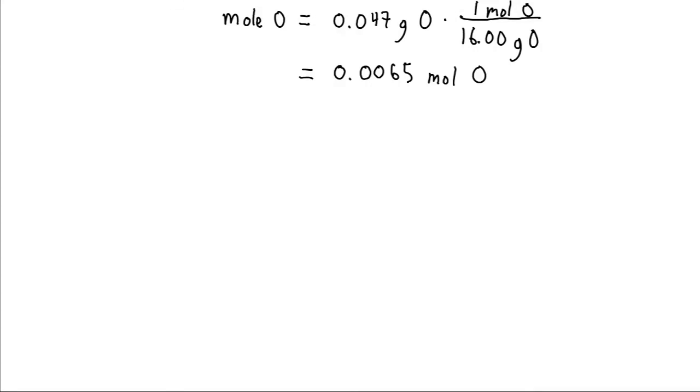As with our other elements, we'll want to convert into moles. So take our mass of oxygen that we've calculated, divide by its molecular weight in the periodic table, and we get 0.0065 moles of oxygen. Now we have the quantity of all of our elements: the number of carbon atoms, the number of hydrogen atoms, the number of oxygen atoms. To get our empirical formula, we're going to construct those into ratios.